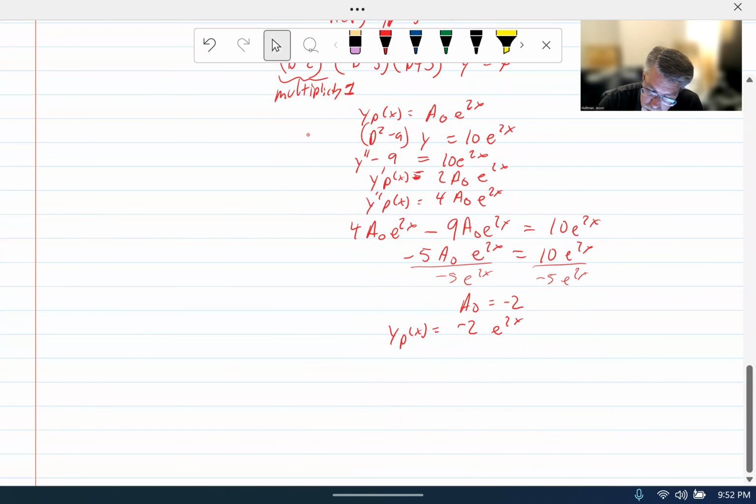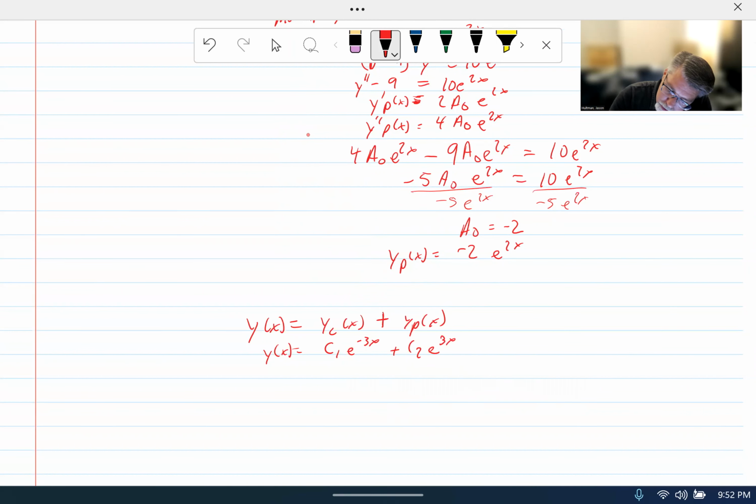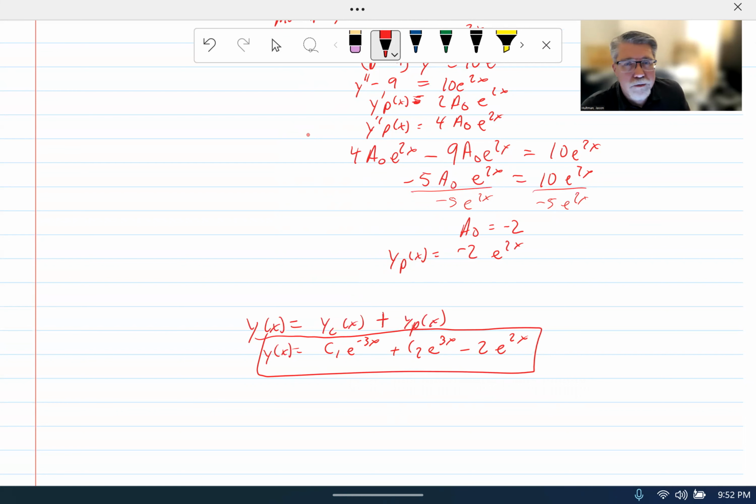So my general solution here is going to be y of x is equal to my y of c of x plus my y of p of x. And so y of x is going to be equal to c1 e to the negative 3x plus c2 e to the 3x plus, or I should say minus 2 e to the 2x. That's my solution to that second order non-homogeneous differential equation.